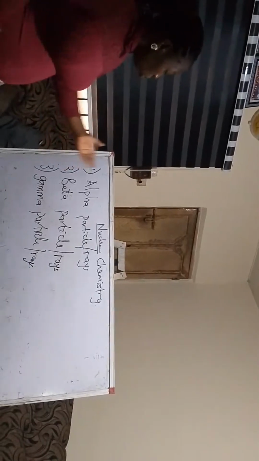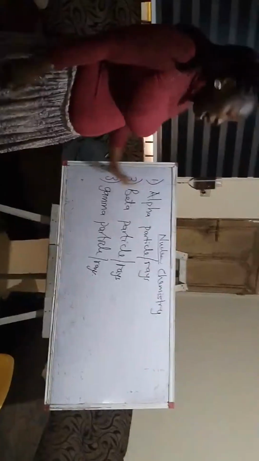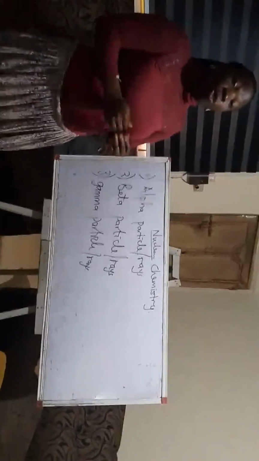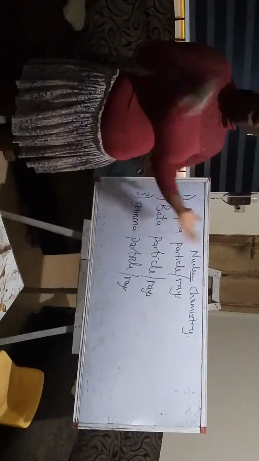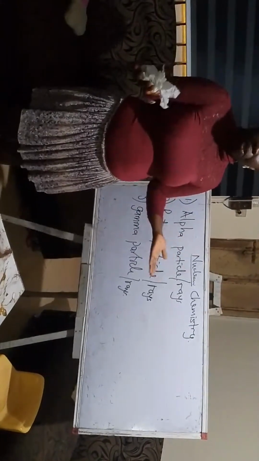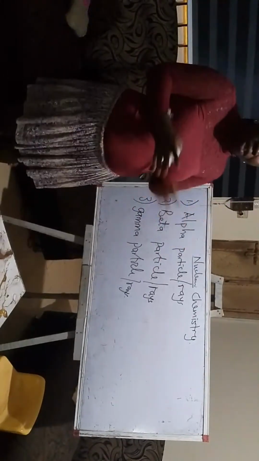So we have types of radiations. What are these types of radiation? We said the types of radiation include alpha radiations, beta radiation, gamma radiations. Those are the three major radiations that we have, although there are others like X-ray radiation. But what are the differences in these radiations?